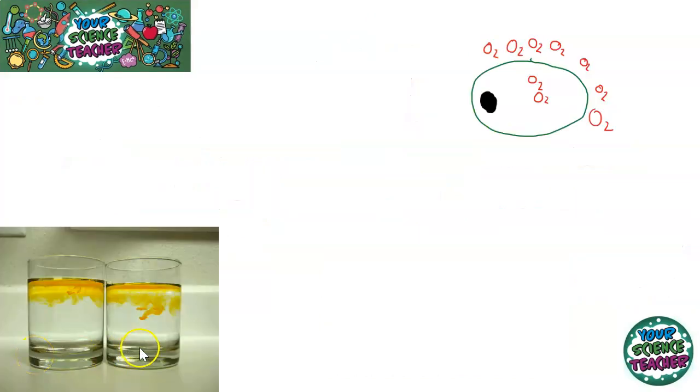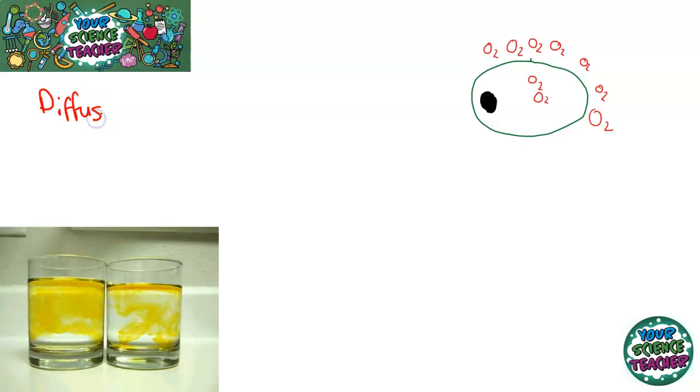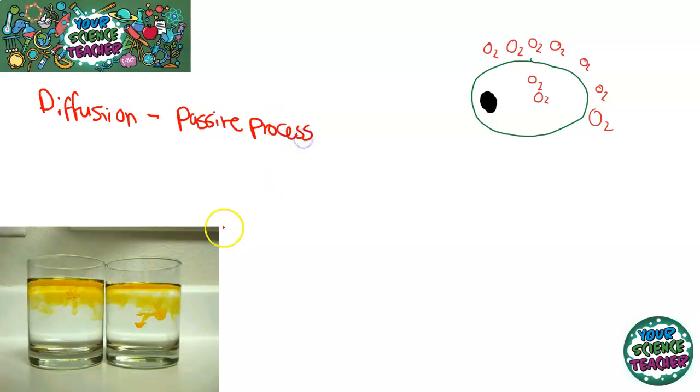We are now going to look at transport in cells and how different materials move around plants and animals. The first process is known as diffusion, and you've probably heard of diffusion before. Diffusion is a passive process, meaning it does not require any energy. All it needs is a concentration gradient.